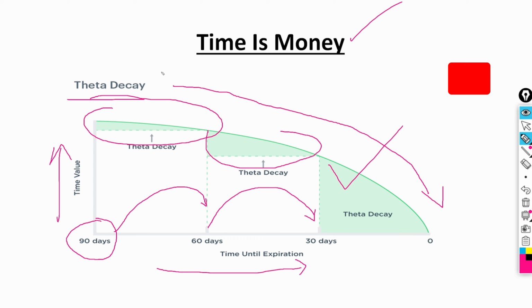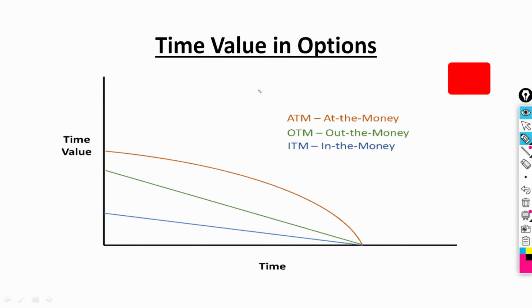When there is more time to expiry, the theta decay will be small, and as we go closer to expiry, the theta decay will increase. Theta decay means the rate at which the option loses value increases as we go closer to expiry. So now we understand how theta decay works with respect to time.